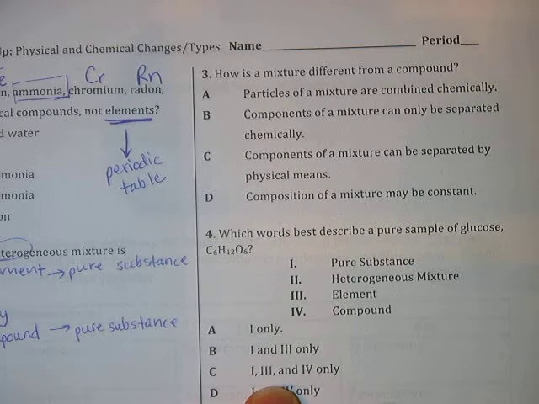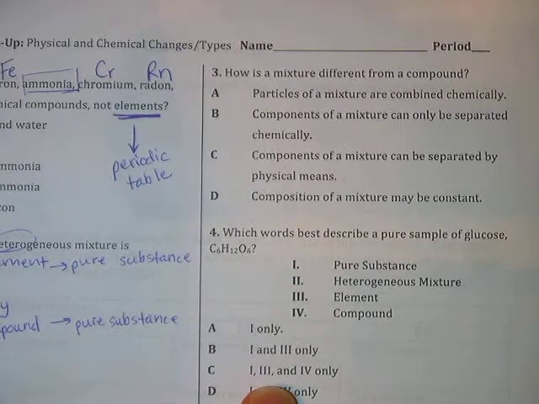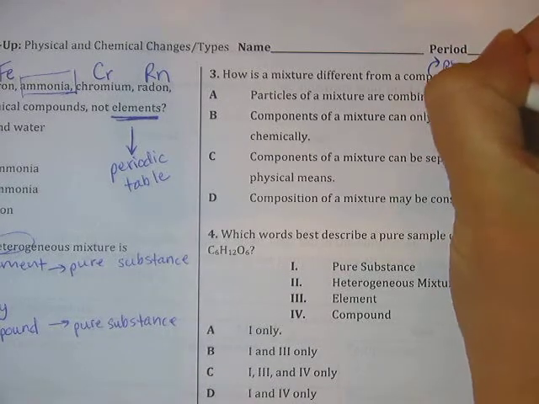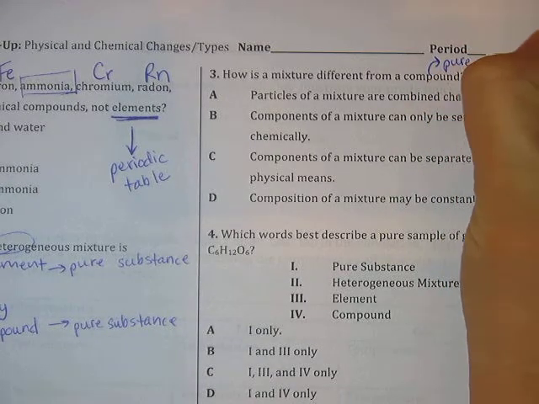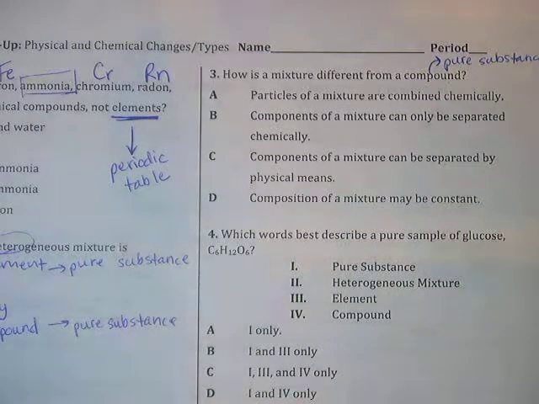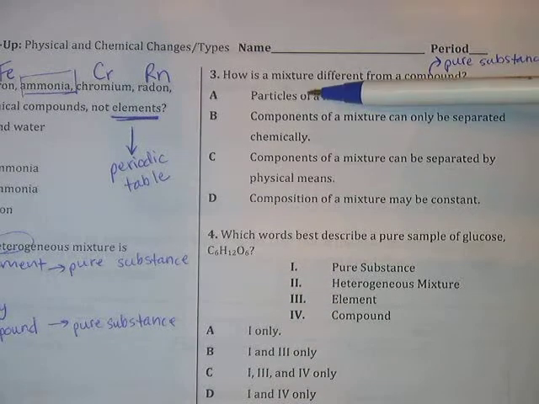Let's look at number 3. How is a mixture different from a compound? Remember, first of all, that a compound is a type of pure substance, and a mixture is when you have pure substances that have been mixed physically with each other. So let's keep that in mind.